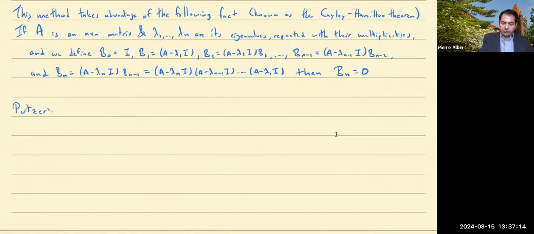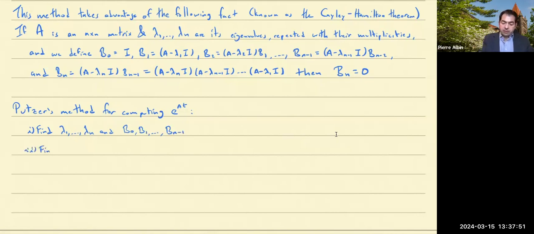So this is Putzer's method for computing the exponential of a matrix. Okay. So this is named after E.J. Putzer, who published this algorithm in 1966. So here's what you do. First, you find lambda 1 through lambda n, and B0 to B n minus 1.